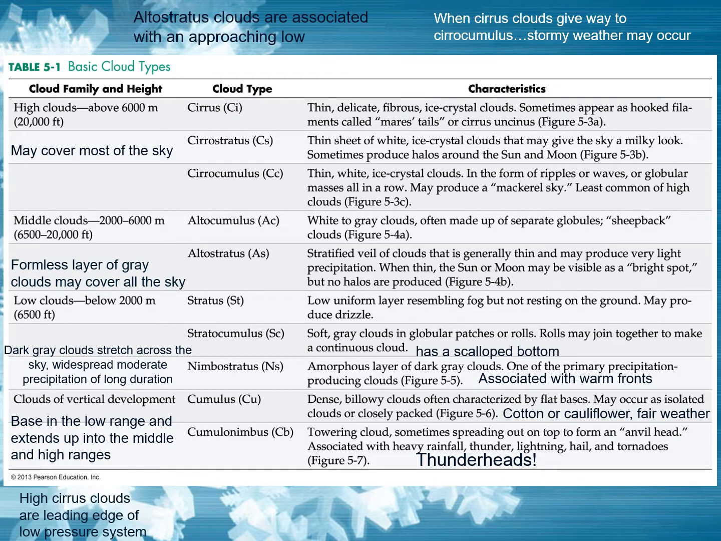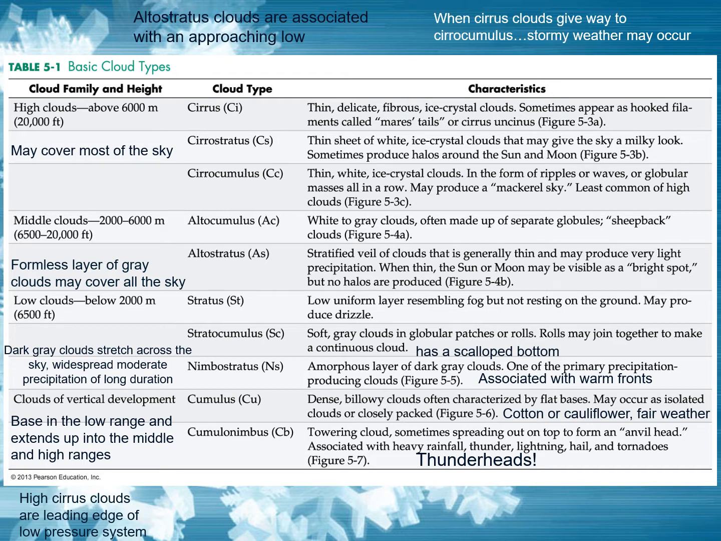Middle clouds, we'll kind of leave that alone. You can certainly read about them on your own if you want to. I will tell you there will be no questions on your first exam regarding the middle clouds. Low clouds are important. Stratus: low, uniform layer. Remember, stratus means layered or stratified. Kind of resembling fog, but it's not on the ground surface. It's higher up and it may produce drizzle. Drizzle is the tiniest particles of rain, and they're the ones where you don't really feel them hitting you, but you know they're there because your clothes are getting damp.